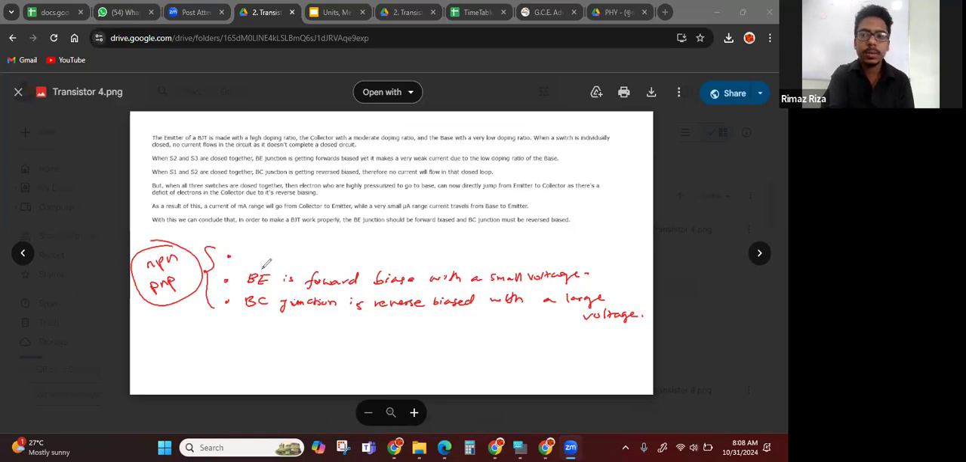You can note down this. On the emitter side, the semiconductor is more highly doped than the collector, and the BE junction is always forward biased with a small voltage. The BC junction is reverse biased with a large voltage.